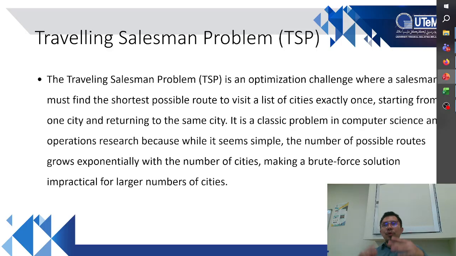Okay, so before we go in deep, we need to know what the problem itself is. Basically, the traveling salesman problem is an optimization where the salesman must find the shortest possible route to visit a list of cities, at least once, starting from one city and returning to the same city. Basically, it is a classical problem in computer science. So a salesman is required to find the shortest possible route, and at the same time needs to visit all the cities.